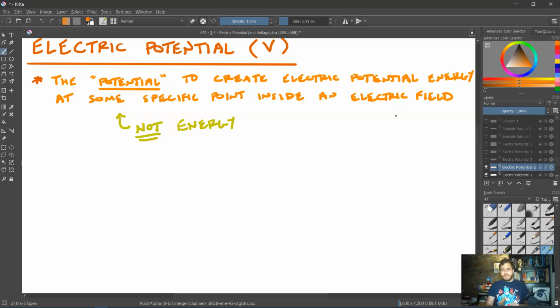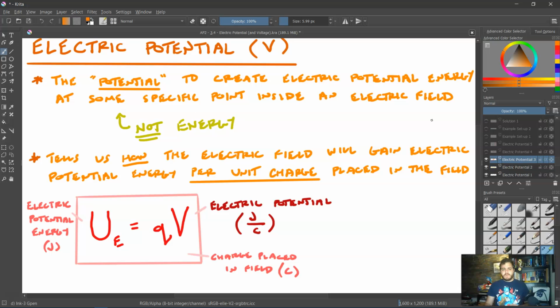We need to be real careful there. And what this is really telling us, like I said, is how the electric field will gain electric energy per unit charge we place in the field. So if I place 1 coulomb, you'd multiply that by this electric potential, and you'd get some amount of electric potential energy. If it was 2 coulombs placed in the field, you multiply it by this potential, get some amount of electric potential energy, etc.